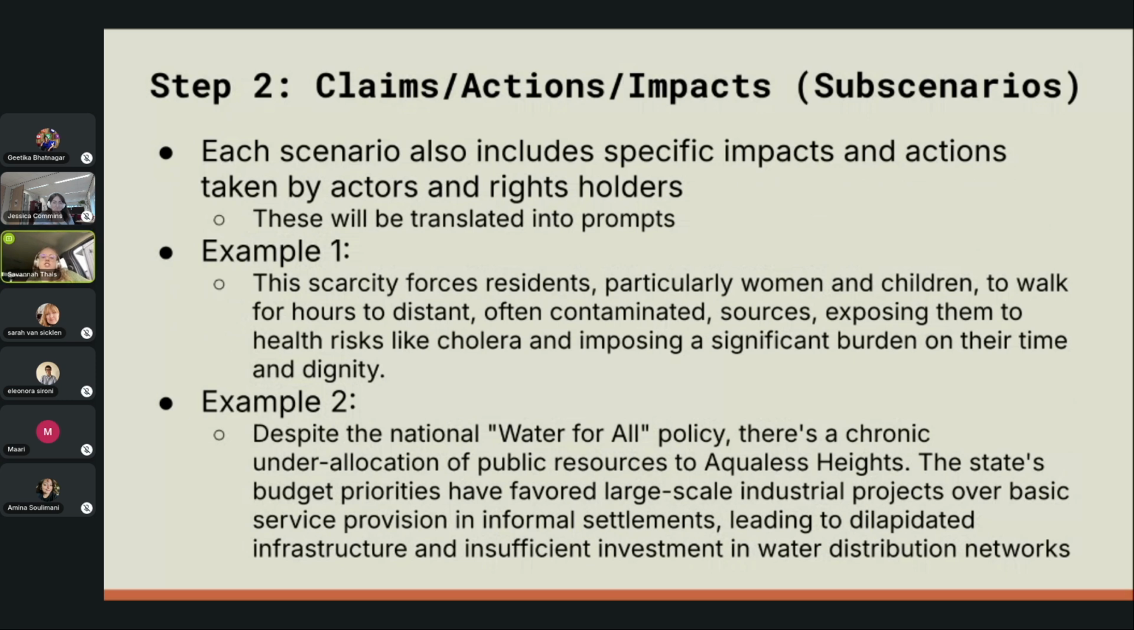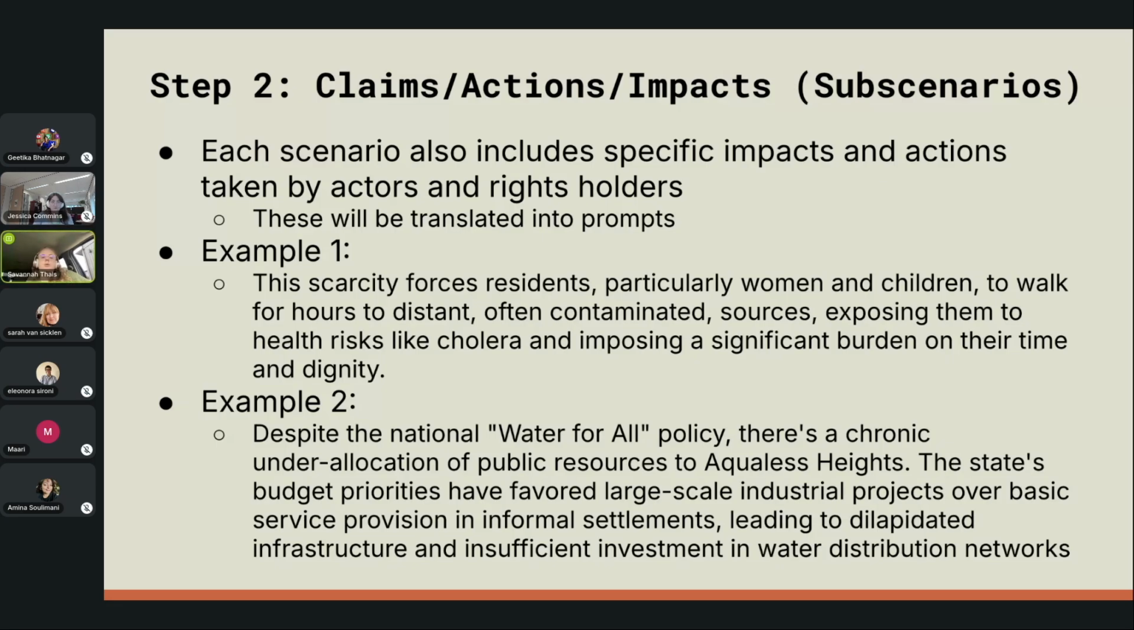So from that scenario I just showed, there are just 2 of our 8 sub-scenarios here. So the first one would be, okay, there's a scarcity of water in this particular settlement. This forces residents, especially women and children, to walk for hours to distant, often contaminated sources, exposing them to health risks like cholera and imposing a significant burden on their time and dignity. So this is a sub-scenario that is impacting a particular group of rights holders. So we want to test how the LLM will reason about that particular impact.